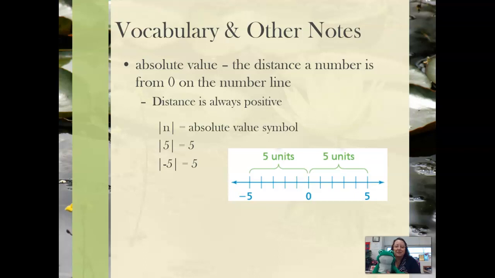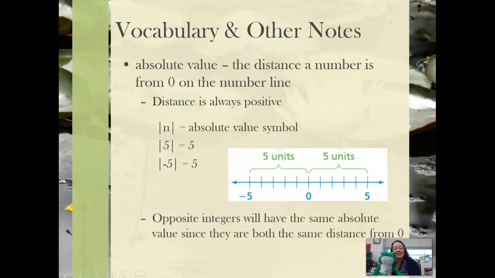Positive 5 is 5 units away from 0 on the number line, so its absolute value is 5. And -5 is also 5 units away from 0 on the number line. It doesn't matter which direction you travel, distance is always positive, so the absolute value is also going to be positive. In fact, opposite integers will have the same absolute value since they are both the same distance from 0.